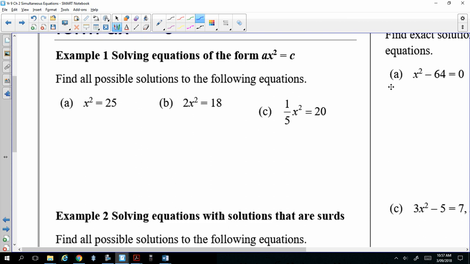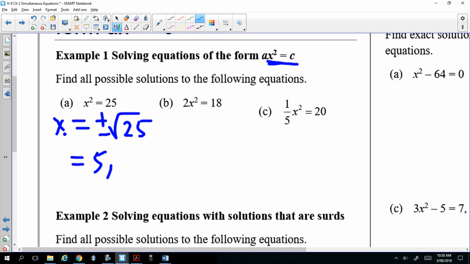So we want to solve equations of the form x squared equals a number. So how do we solve? When we solve this, we just square root. I think you learned that last year, right? And that was in one of the exam questions. A lot of people lost the mark for not putting plus and minus. So the answer will be positive 5 or negative 5.